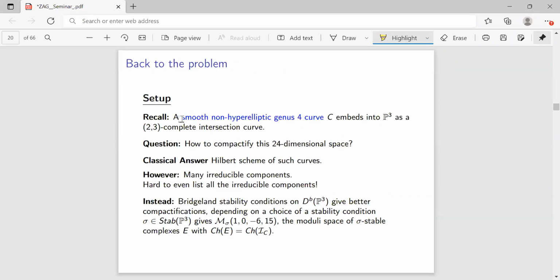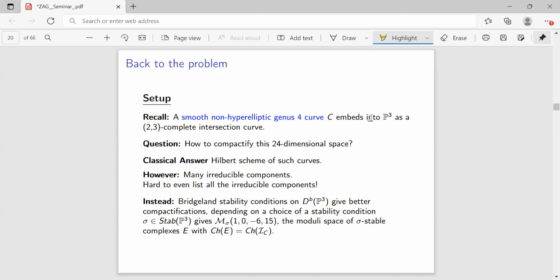Here is the setup. Let me remind you that if you have a smooth non-hyperelliptic genus 4 curve, this can be embedded into P3 as a 2 and 3 complete intersection curve. And then a question one may ask is: how can you compactify this space of all such curves?